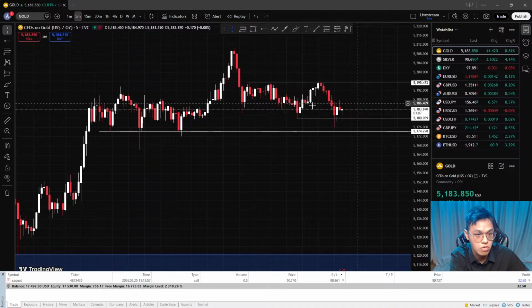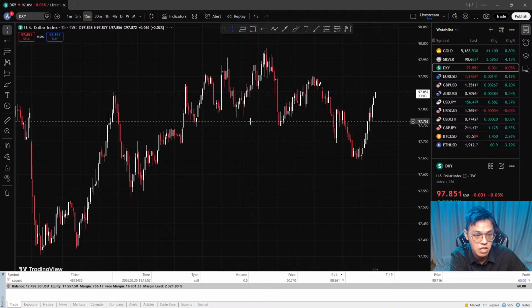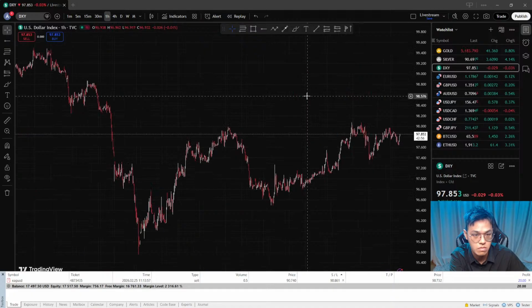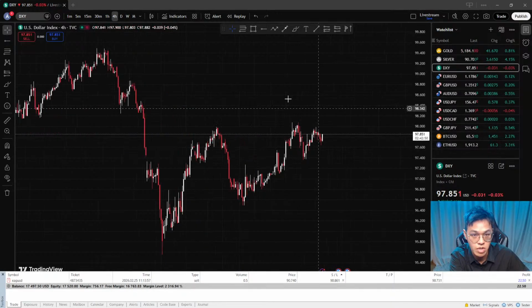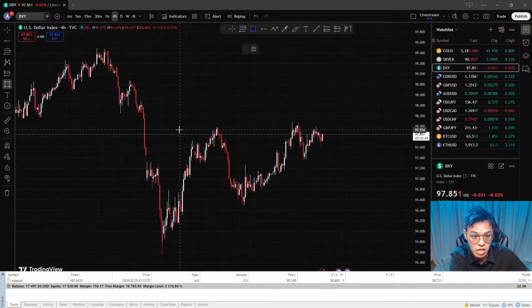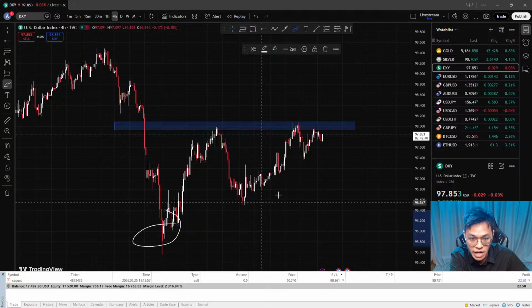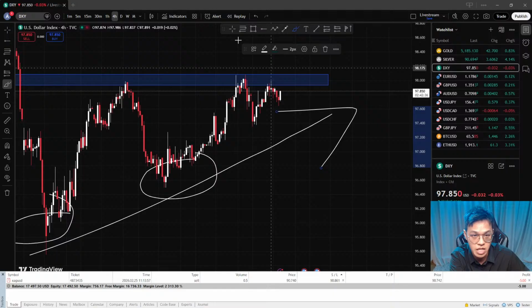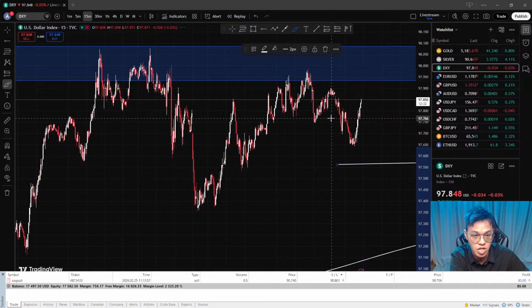Let me check first. Let me check, guys. All right, guys, be careful. Because if you look at the USD or the dollar index, here is the ascending triangle, and then here is the higher low. If you look at the 15-minute chart, here is the uptrend structure.